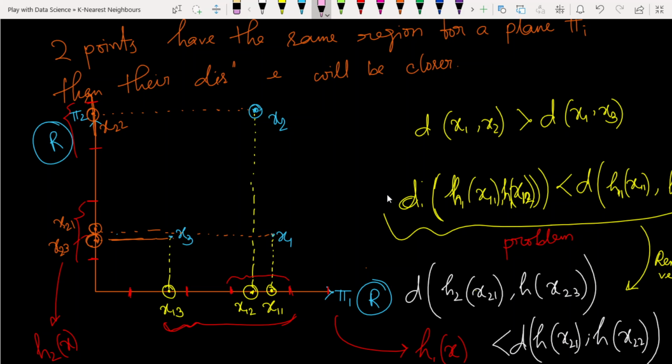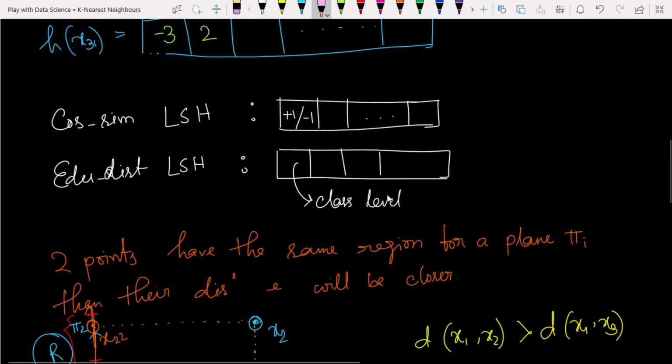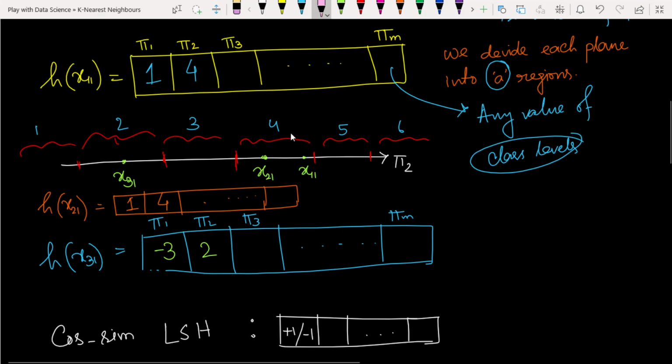I think you have understood both perspectives, the Euclidean distance perspective as well as the cosine distance perspective. Both are the same thing, just visualized in different directions. In cosine similarity, we take the angular similarity, but in Euclidean distance we have distances through the Euclidean distance formula. For both cases, we make hash functions, and at the end of the day, corresponding to the hash value, we decide our neighbor point.